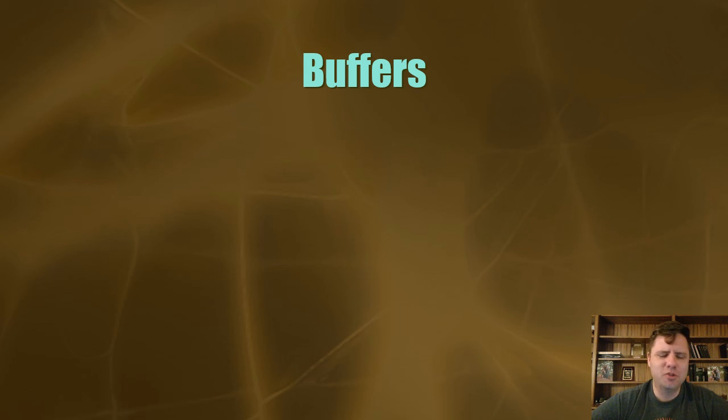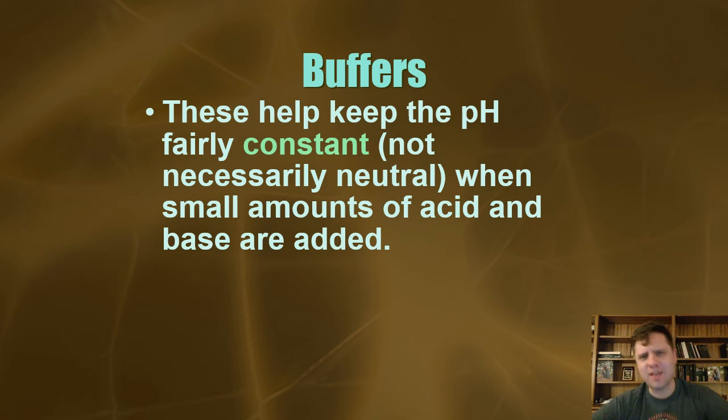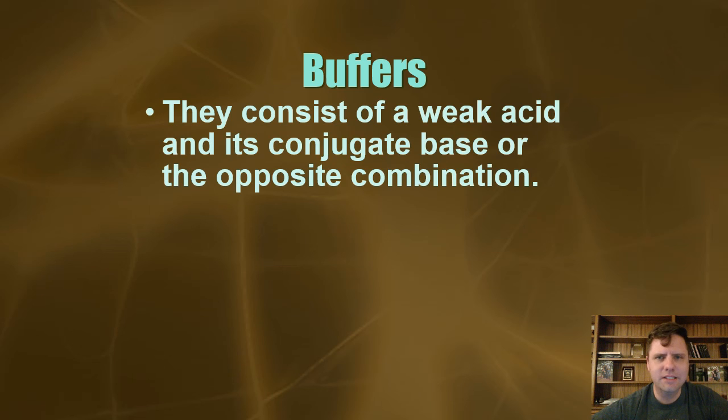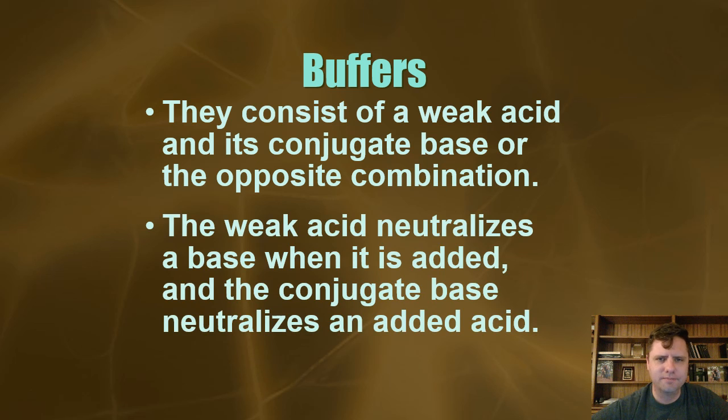All right, two last slides to mention. Buffers. These help keep the pH fairly constant, not necessarily neutral, when small amounts of acid and base are added. They consist of a weak acid and its conjugate base, or the opposite combination. The weak acid neutralizes a base when it's added, and the conjugate base neutralizes an added acid. So weak acids and weak bases just prevent pH from moving too quickly whenever an acid or base is introduced to the system. Well, that's a quick overview of the chapter.